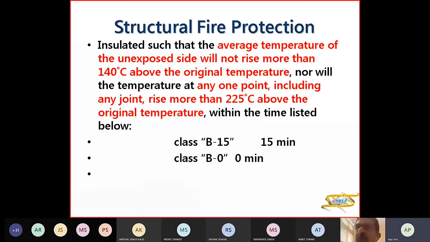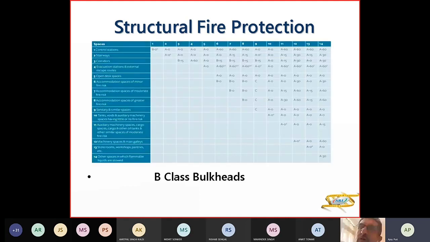Here the time listed will be B15, which will control this temperature rise for 15 minutes, and B0, which is not going to control the temperature rise. Temperature is going to rise immediately after fire on the unexposed side.